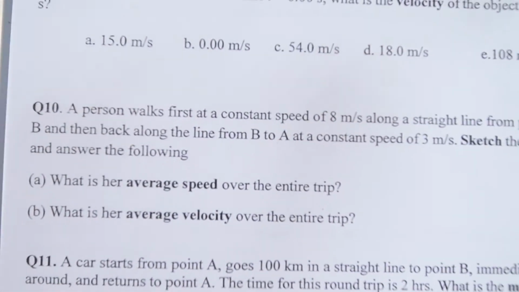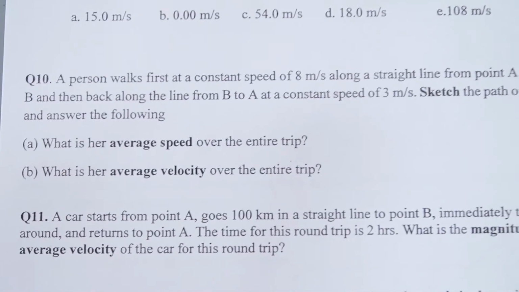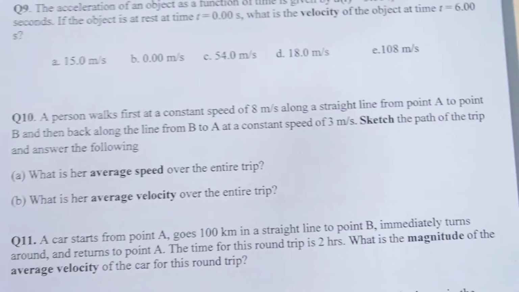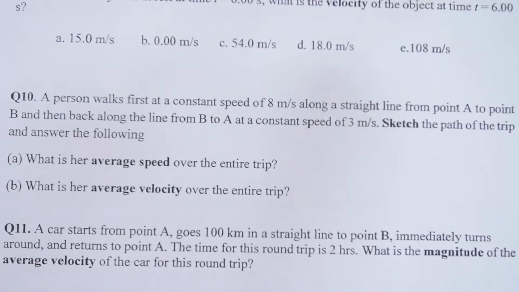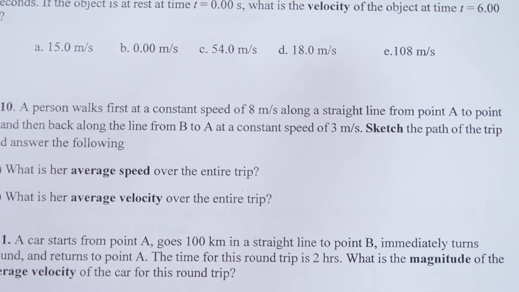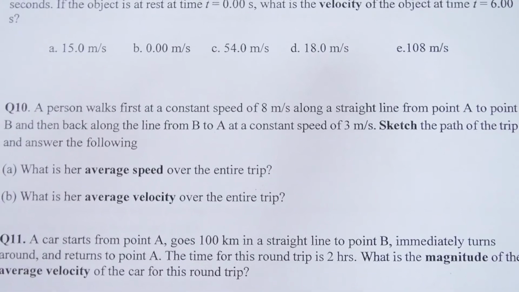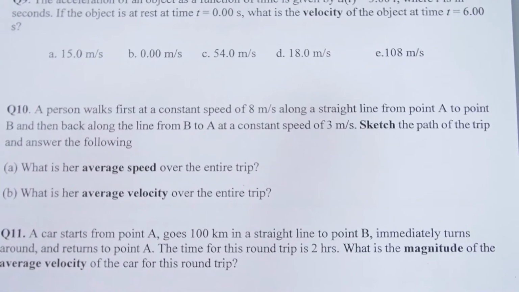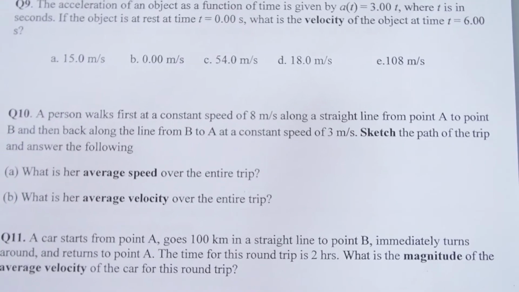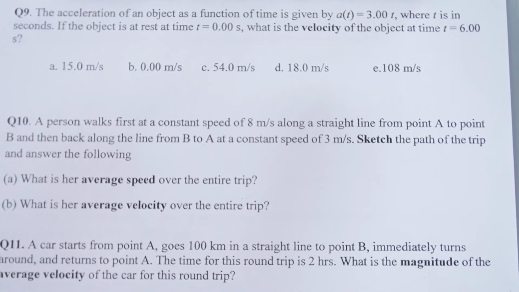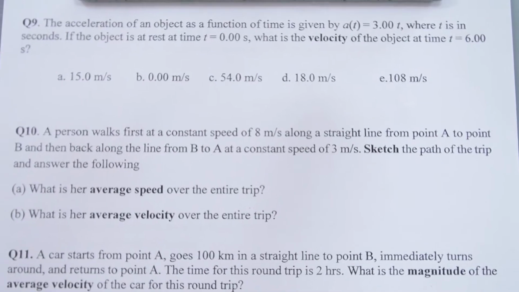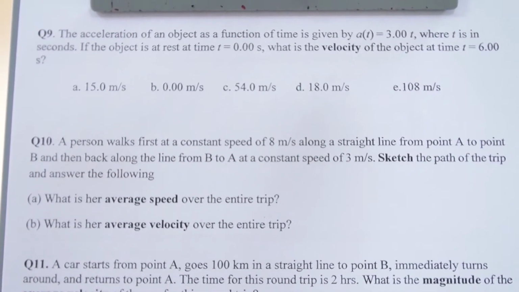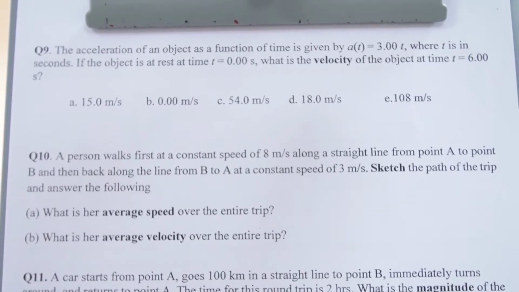A person walks fast at a constant speed of 8 meters per second along a straight line from point A to point B, and then back along the line from B to A at a constant speed of 3 meters per second. Sketch the path of the trip and answer the following. The first part, what is her average speed over the entire trip? Second part, what is her average velocity over the entire trip?